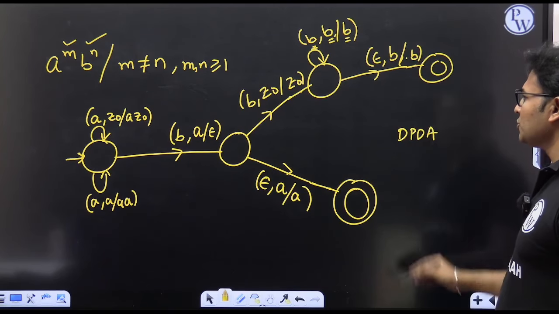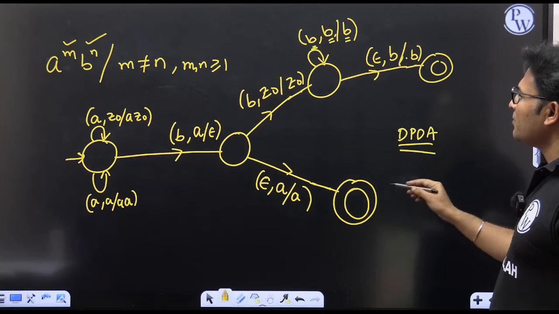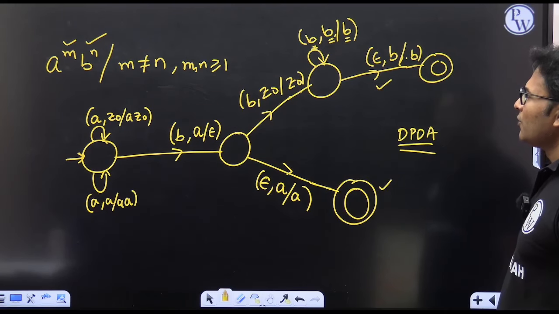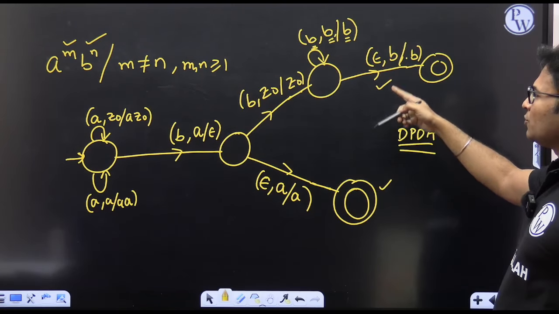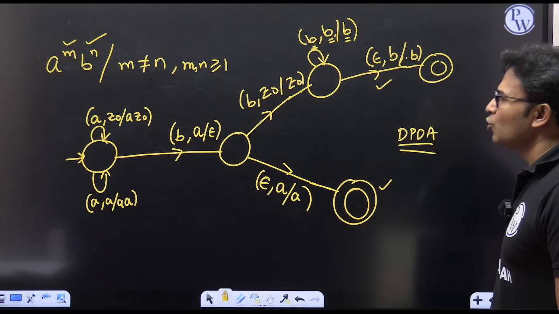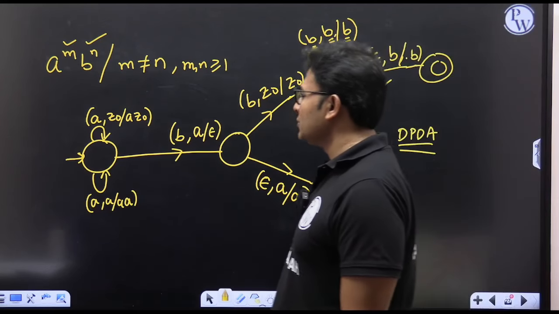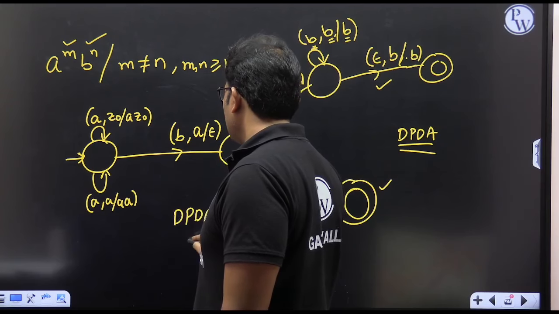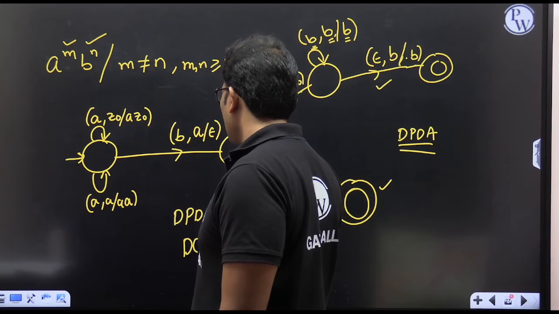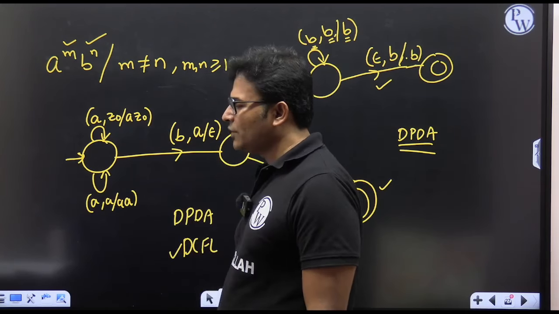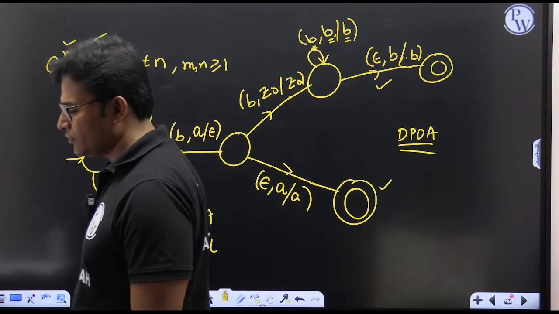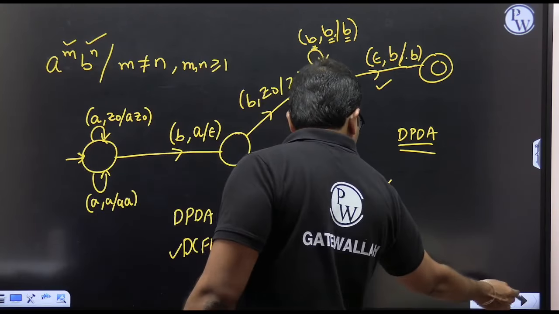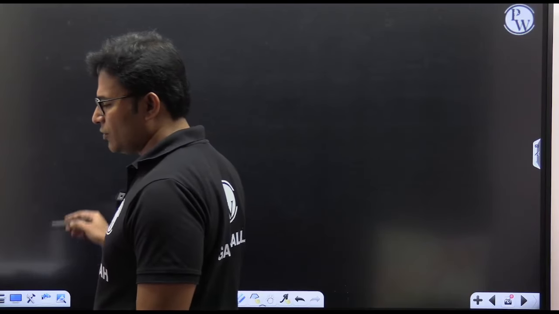This is a deterministic pushdown automata. It is comparing whether A's are over or B's are over, which means either A's are not equal to B's or B's are not equal to A's. Both of them are being compared. Therefore, the language is definitely a deterministic context-free language. Now, tell me about this.